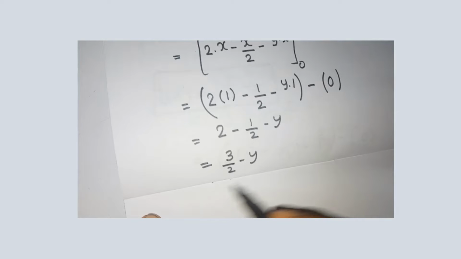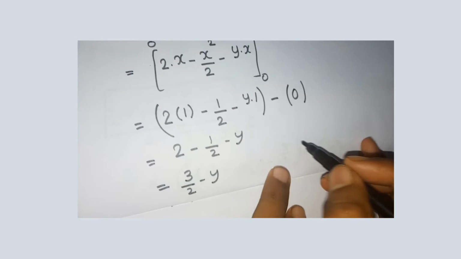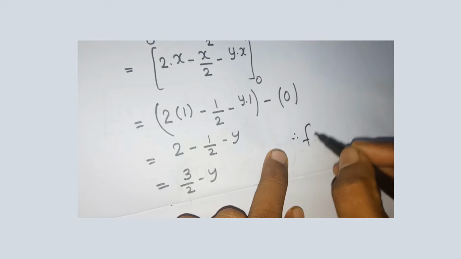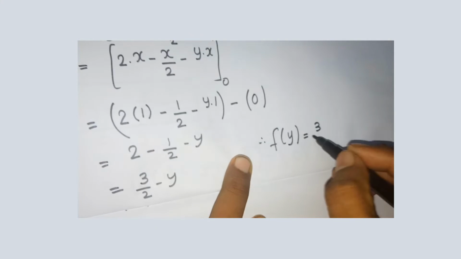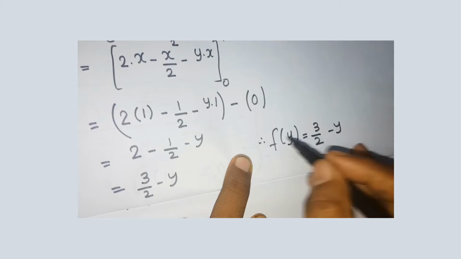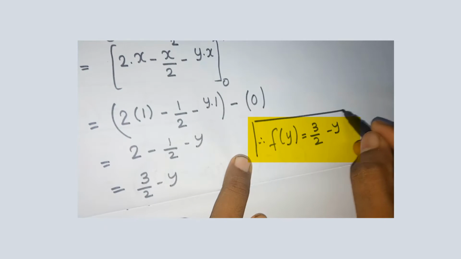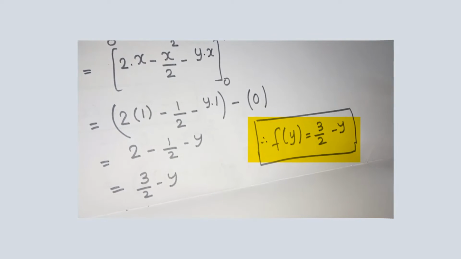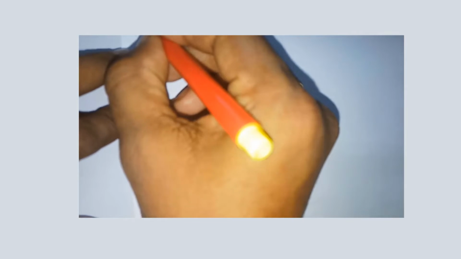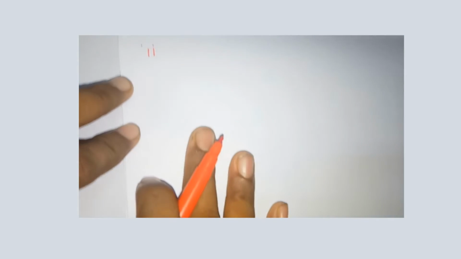Now the marginal function I have obtained is f of y is equal to 3 by 2 minus y. This is the marginal function of y. Now the next bit says to find the variance.